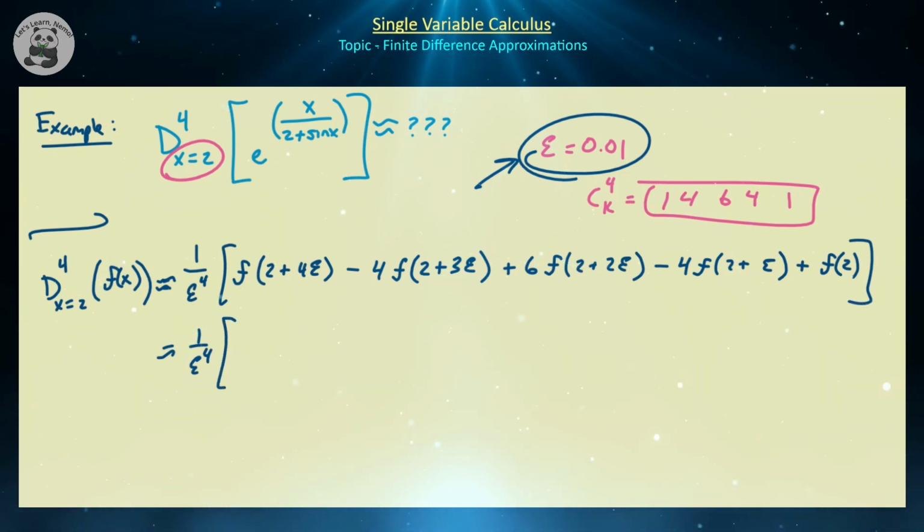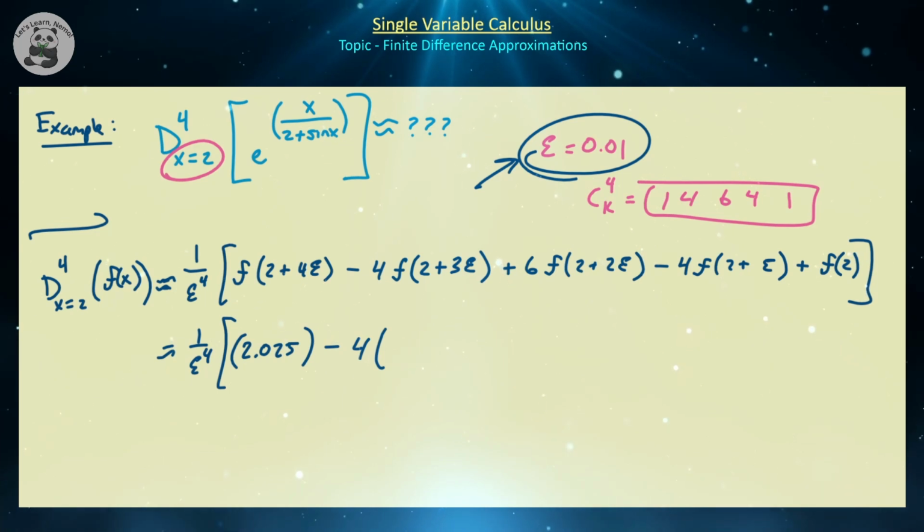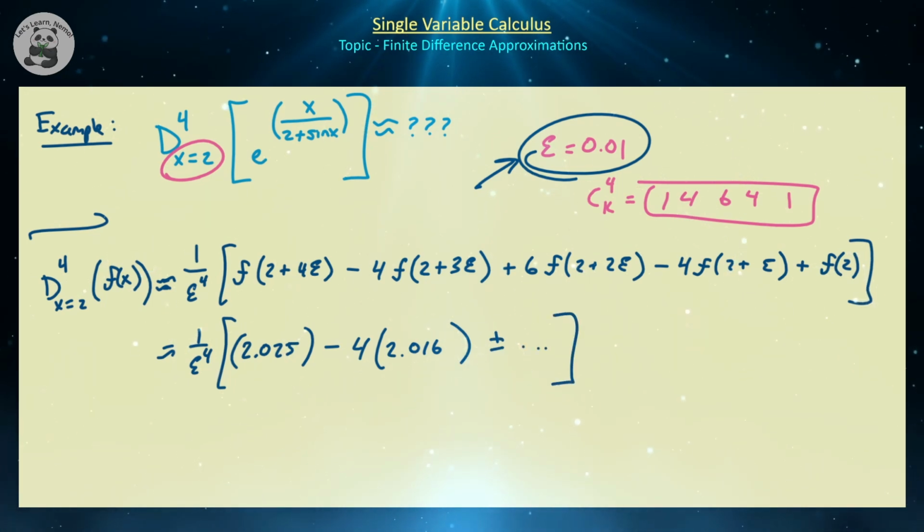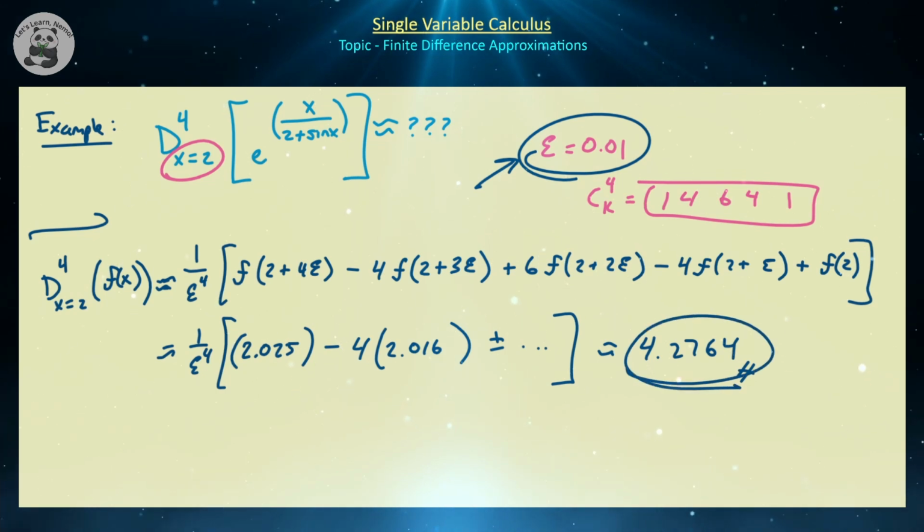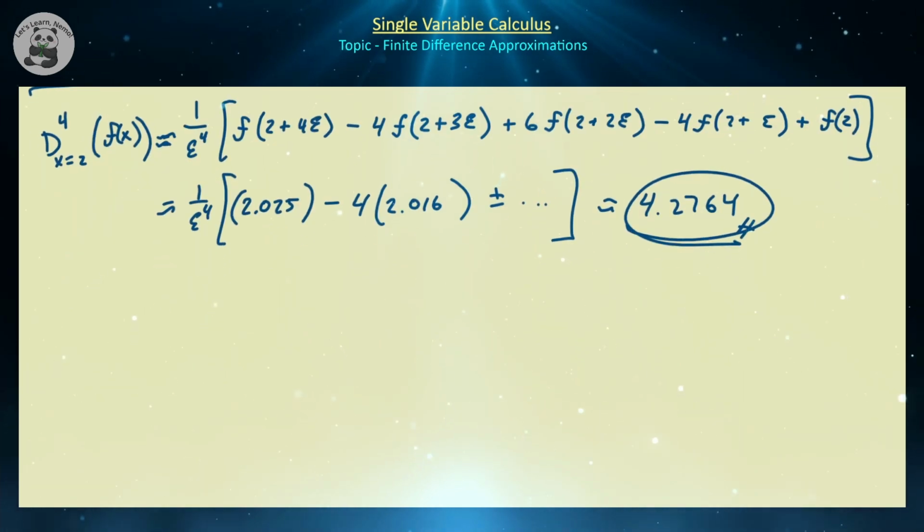If you do 2 plus 4 epsilon, that's going to come out to approximately 2.025, and you're going to have minus 4 times, and if you evaluate 2 plus 3 epsilon for our function, that's going to come out to about 2.016, and that's going to alternate plus or minus for all of those terms. And you can find that this is actually going to come out to approximately 4.2764. So we have evidence to believe that the fourth derivative at x equal to 2 for this crazy looking function is about 4.28, and you can interpret that however you may if you have an interpretation in your mind of what the fourth derivative represents.